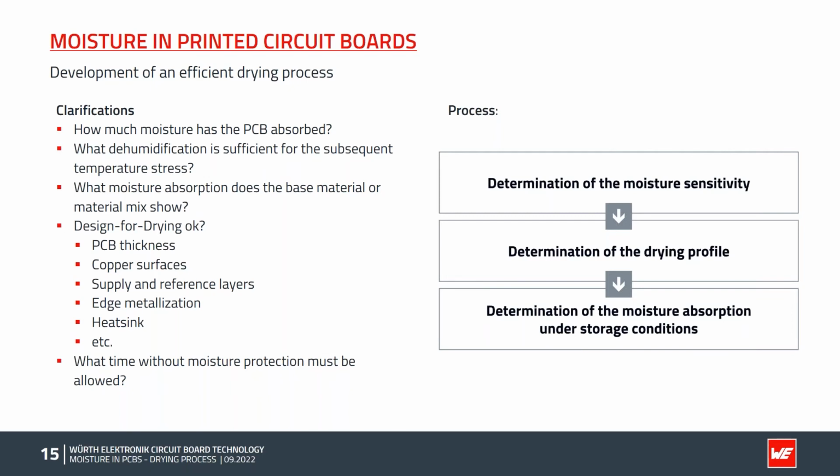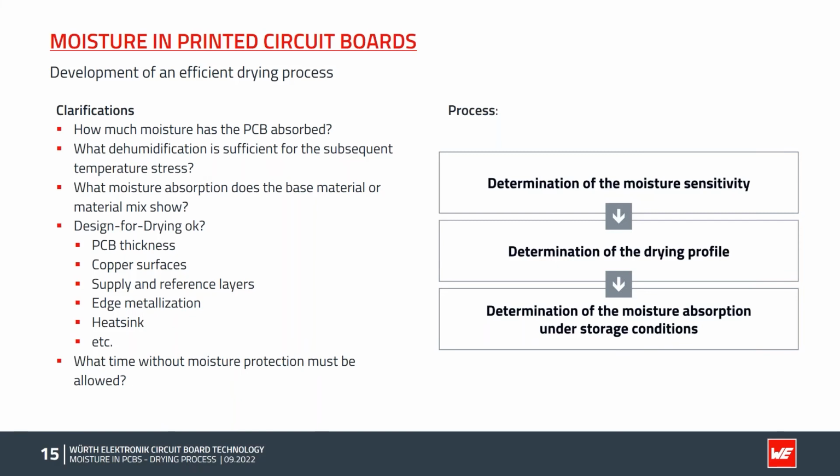So clarifications are: how much moisture has the PCB absorbed by that point? What thermal temperature stress do we want to apply? Is there multiple soldering process, for example? And next thing is, what moisture absorption does the base material or the material mix show? Is the design for drying okay? I already mentioned these points. And what time without moisture protection must be allowed?